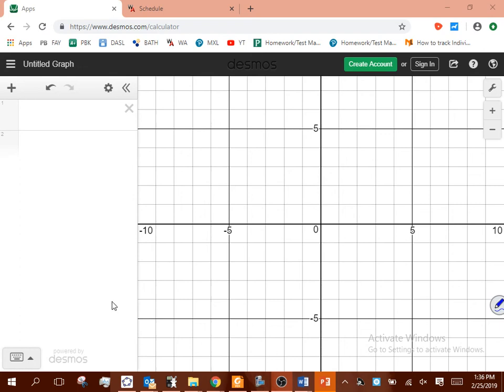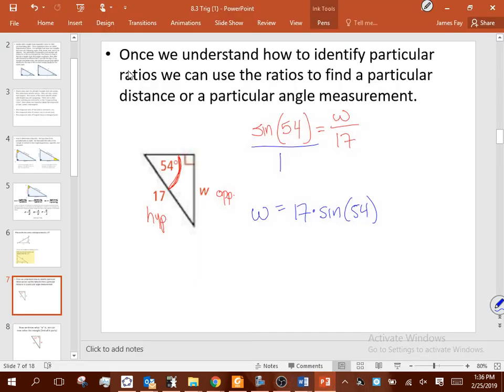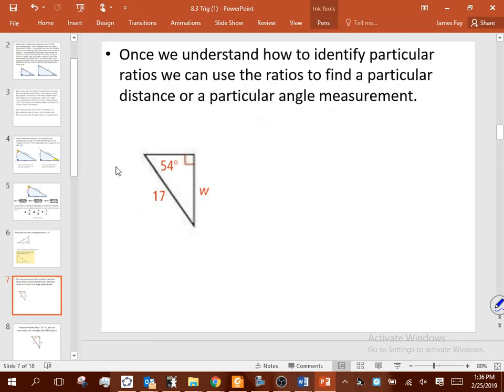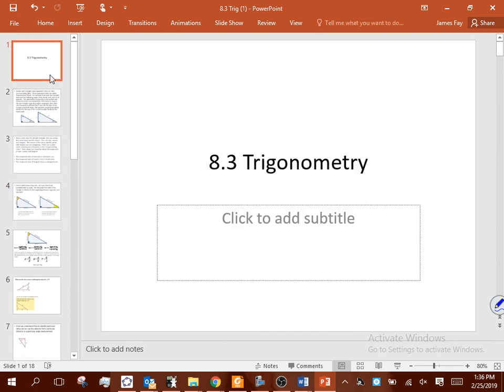All right, guys, I want to start talking about 8.3, which is called trigonometry in your textbook. We've been doing trigonometry, but this is one of the key components to really progressing through the rest of trigonometry.